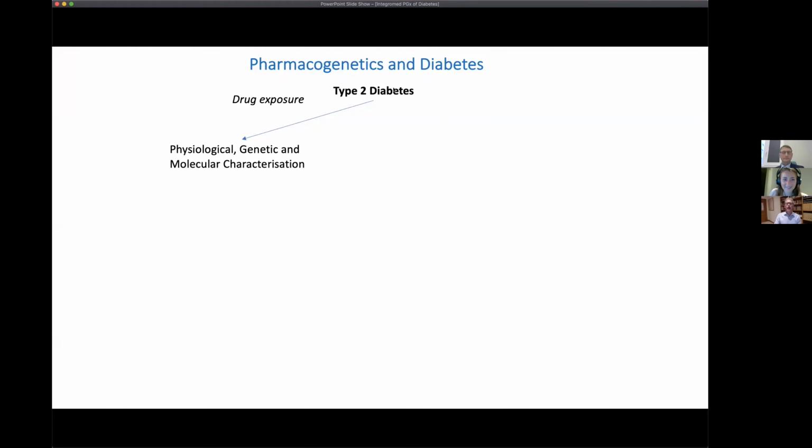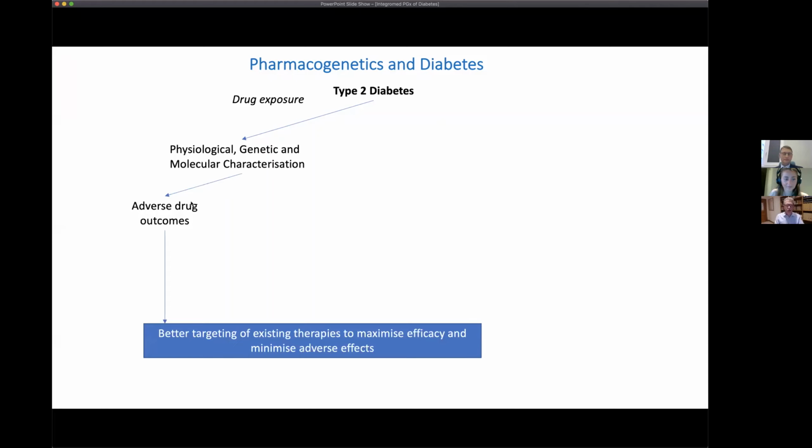The first way we might think about it is to look at a patient with diabetes who is exposed to a drug and then characterize them physiologically, genetically, or molecularly. And this is classic traditional pharmacogenetics, and this will allow us to potentially look at who gets adverse drug outcomes. And by understanding who gets adverse drug outcomes, we can better target existing therapies so we can avoid those.